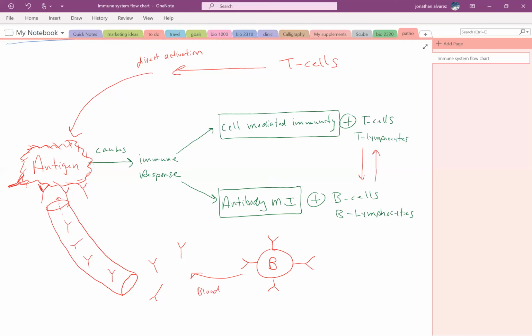My analogy is it's you. If you're a T cell and there's a bad guy, you are physically going to put your hands on the bad guy and subdue the bad guy. If you're a B cell, you are going to take your drones and send them out to go subdue the bad guy.